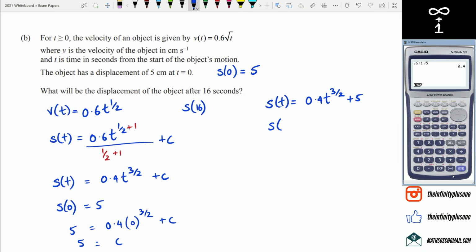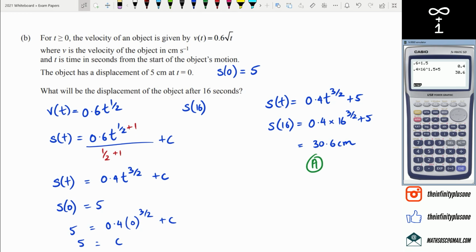And now we need to figure out s of 16. So we've got 0.4 multiplied by 16 to the power of 3 over 2 plus 5. And so putting that in the calculator, 0.4 times 16 to the power of 3 over 2 is 25.6, plus 5, and that's going to give us 30.6. And the units, of course, are going to be in centimeters. Now, as much as this question is so long compared to the first 1a, this is still just worth an achieved. So you need a correct solution with correct integration as well.